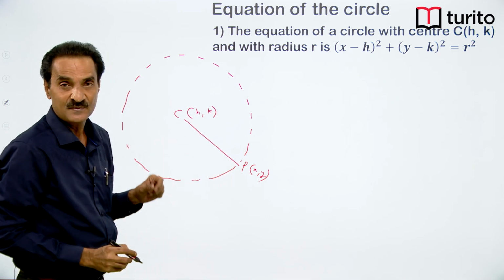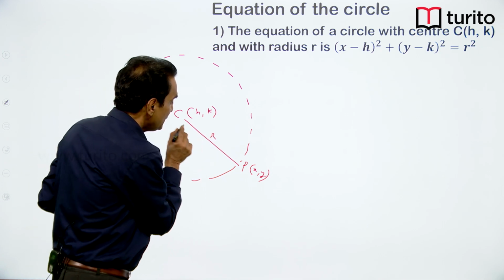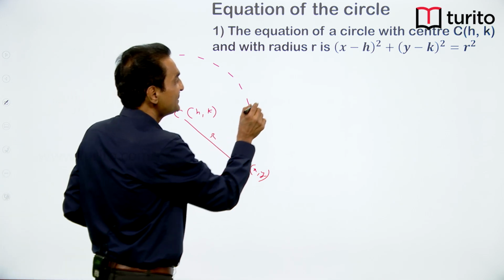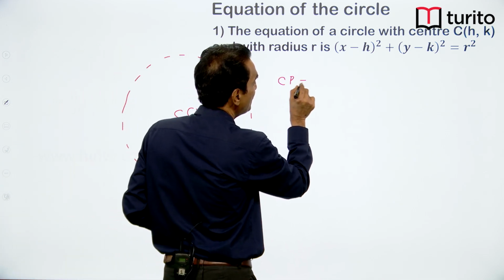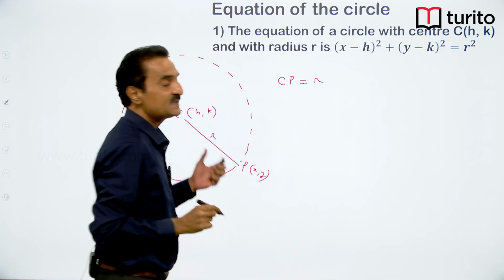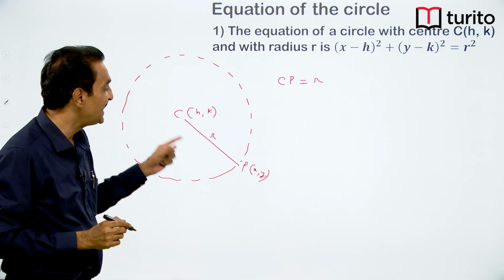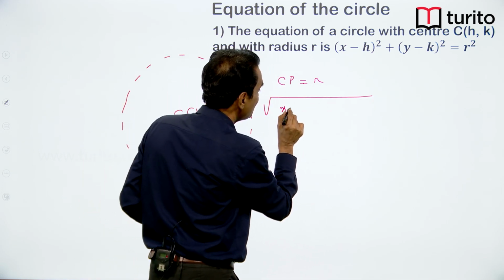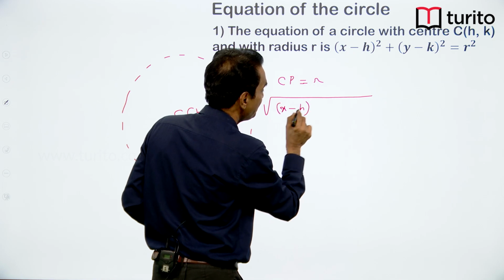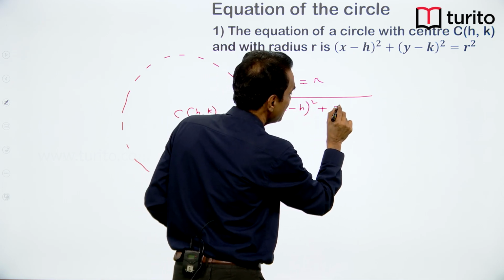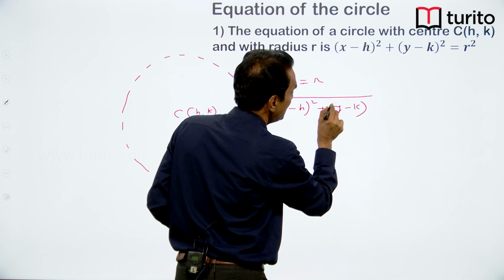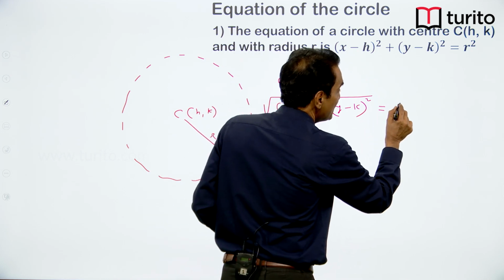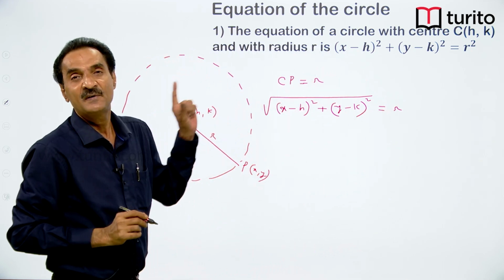Now, for getting the equation of the circle, you have to use the distance formula. Distance of P from C is R, so CP is R. What is the formula for the distance between C and P? Square root of (x minus h) whole square plus (y minus k) whole square, it is equal to R. Then squaring on both sides, we will get this formula.